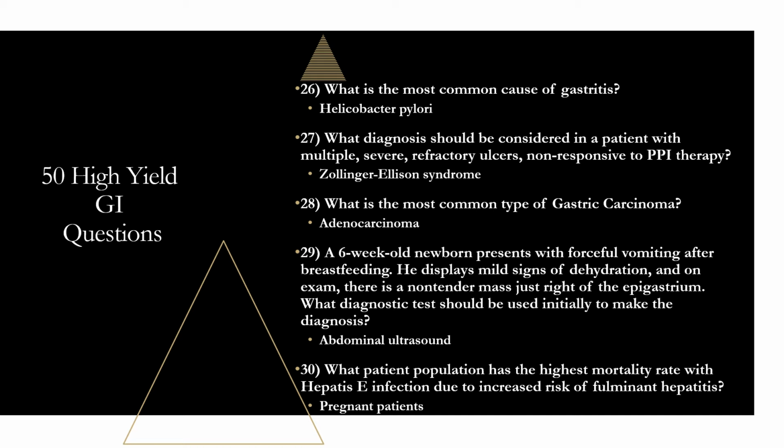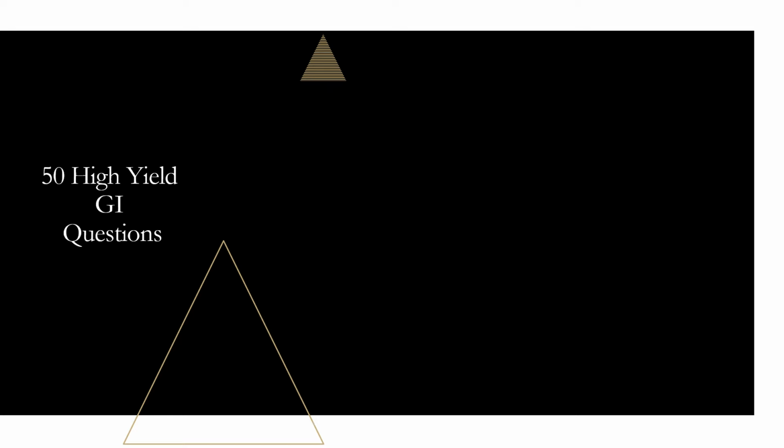And really the only important thing about hepatitis E you should know for your boards is this. It's just that it has a high mortality rate in pregnant patients. The way that I always remember that was I remembered hepatitis E as hepatitis embryo to make me think of pregnancy and remember that there's a high risk of mortality in pregnant patients in hepatitis E.